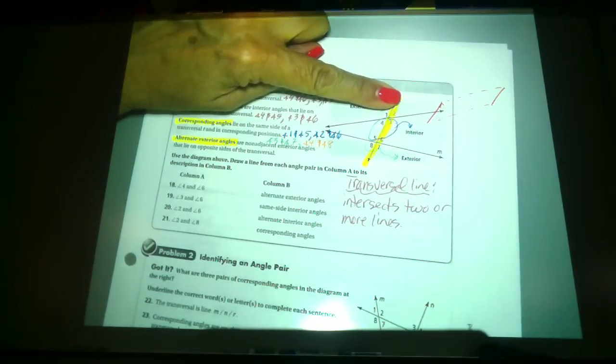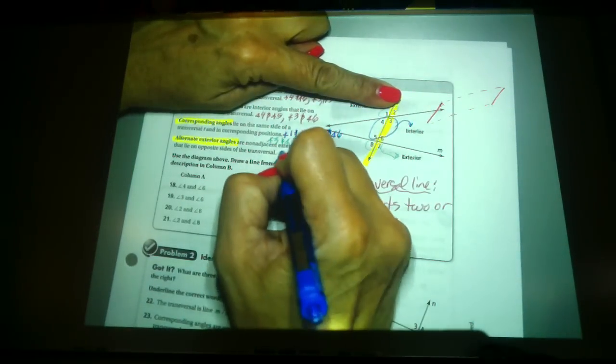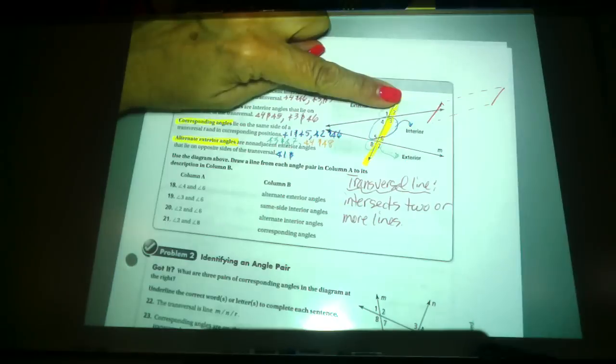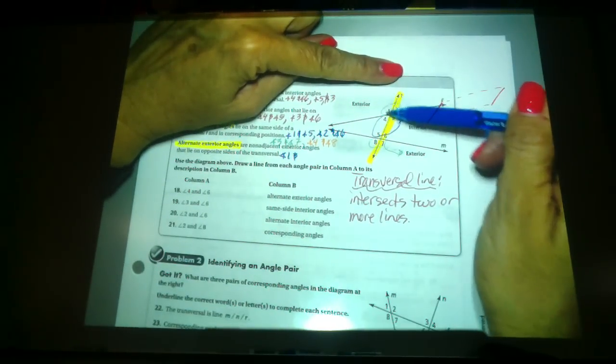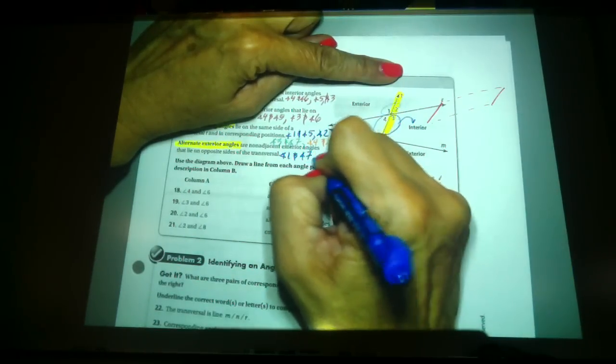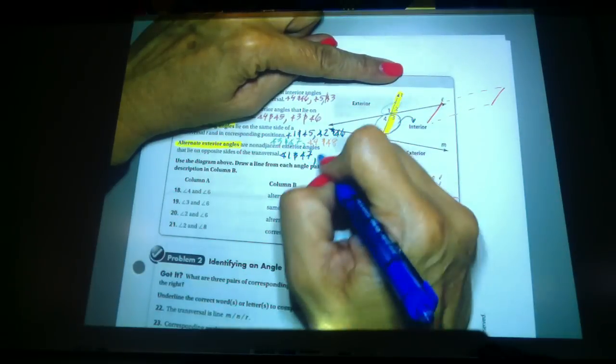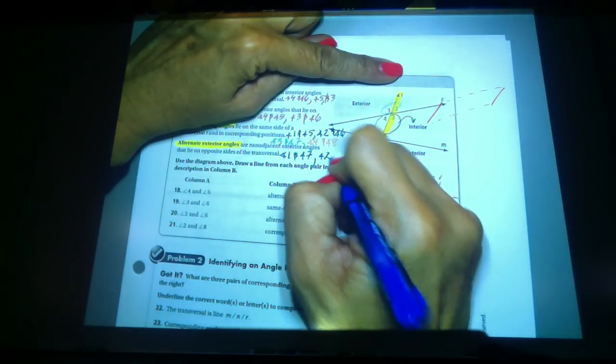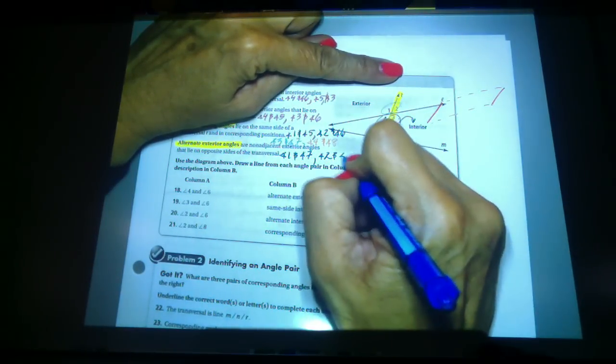So angle 1, which one is alternate exterior to angle 1? Alternating sides of the transversal, which would mean angle 7 or angle 2, because they're on alternating sides, but they cannot be adjacent. So angle 7 is your only choice. And angle 2, and obviously angle 8.